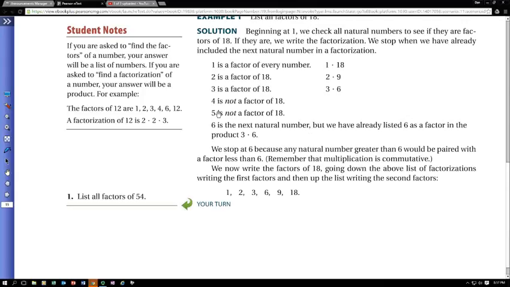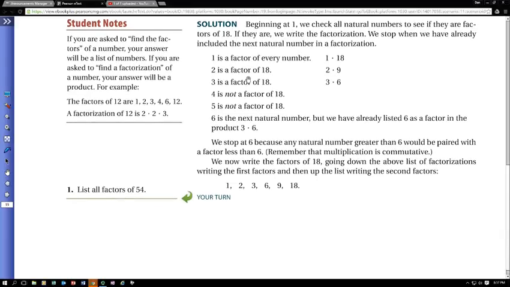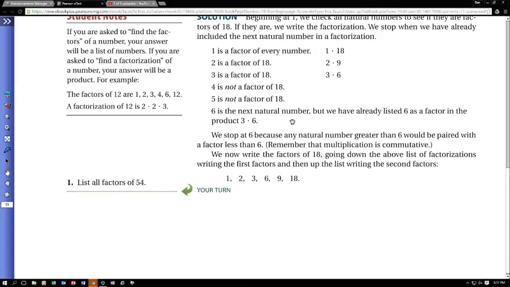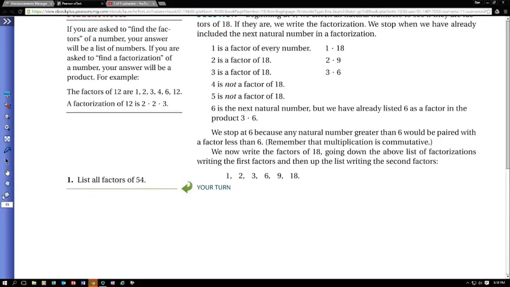So they go through the numbers right up to 6, and they say, hey, we already hit something that had 6 in it with 3, so we must have covered all the factors. Okay. So then if we listed them, that's how we'd list them. It's 1, 2, 3, 6, 9, and 18. They usually list things in a descending order.